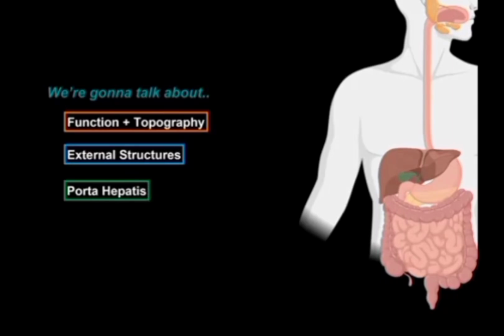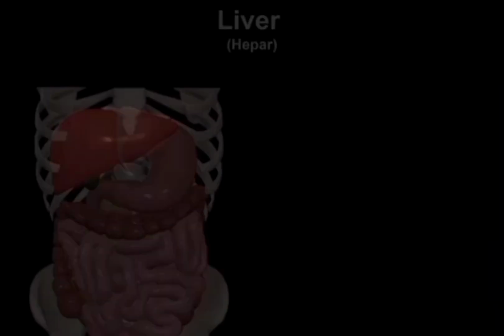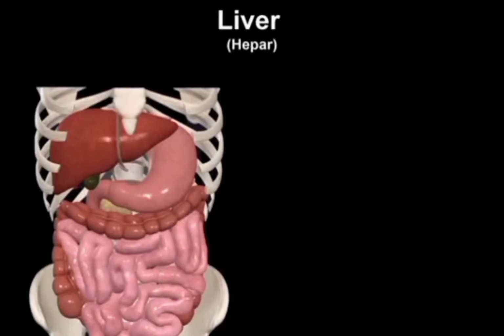And then we're going to talk about the porta hepatis, along with how the liver is fixated, basically going through the coverings and the ligaments you will find around the liver. So the liver, or the hepat in Latin, is the largest internal organ in the body. It lies on the right side of the belly and weighs approximately 1.5 kilograms, so it's pretty heavy.